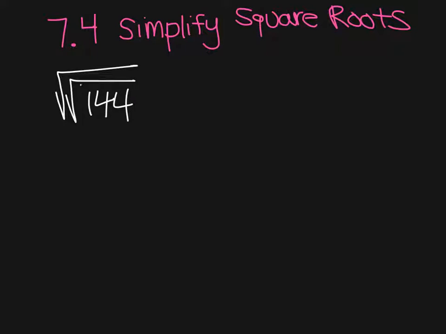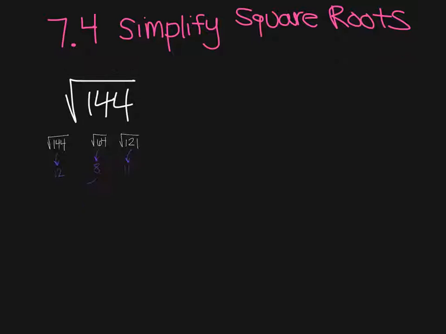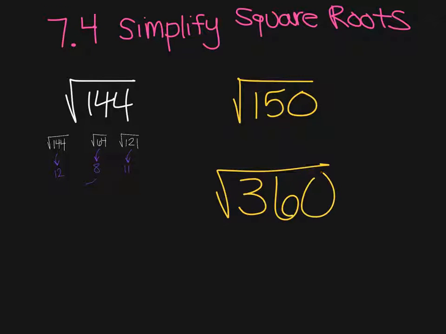As you'll remember in class, we've been doing perfect squares, like 144, or 64, and 121. These are all relatively easy. Take the square root: 12, 8, and 11. But what happens when we have a number like the square root of 150 or the square root of 360?